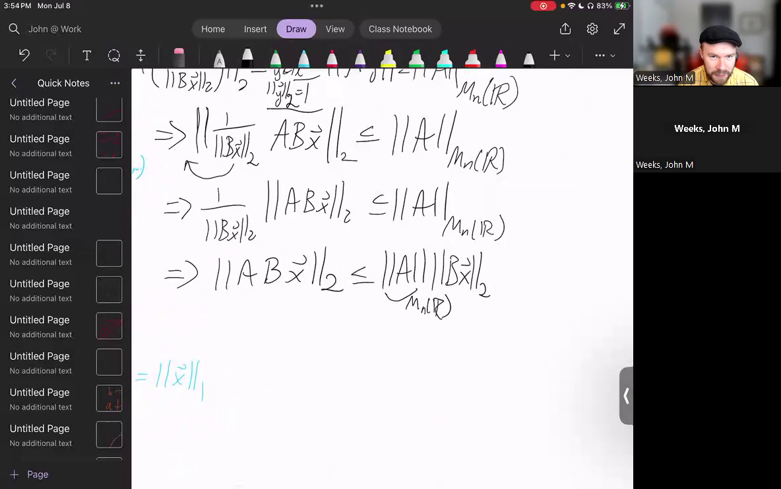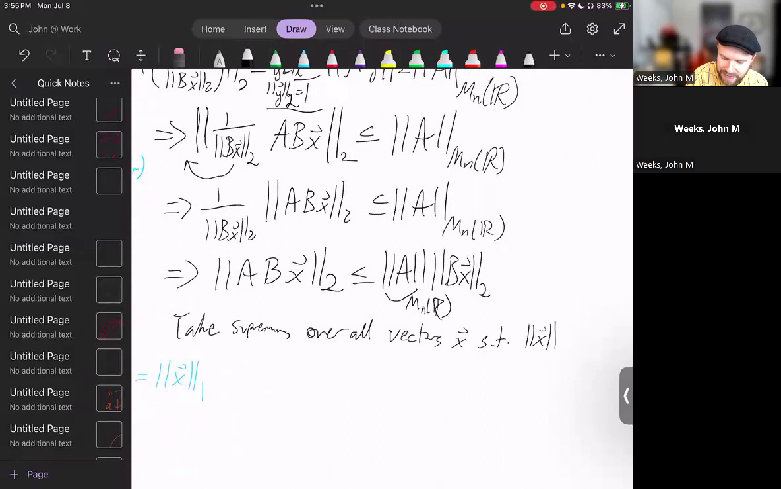Well, you may have seen this before. We've done this back in week 2 when we were talking about supremum and infimum of sequences. It is okay if you have that A is less than or equal to B, then the supremum of A is less than or equal to the supremum of B. So take supremums over all vectors x such that the norm of the vector x is equal to 1 on both sides.